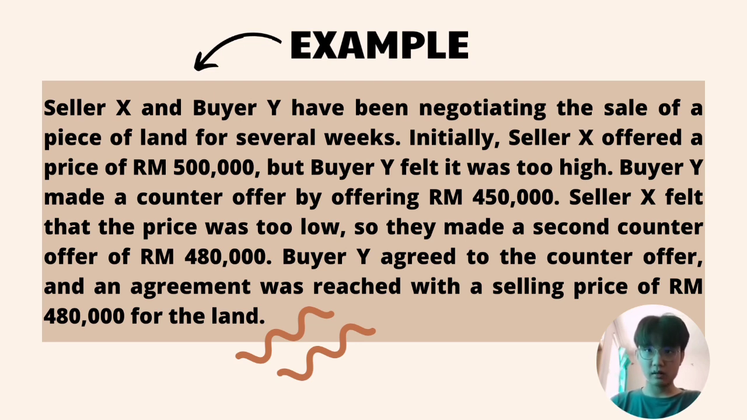Buyer Y made a counteroffer by offering 450,000. Seller X felt that the price was too low, so they made a second counteroffer of 480,000. Buyer Y agreed to the counteroffer, and an agreement was reached with a sale price of 480,000 for the land.